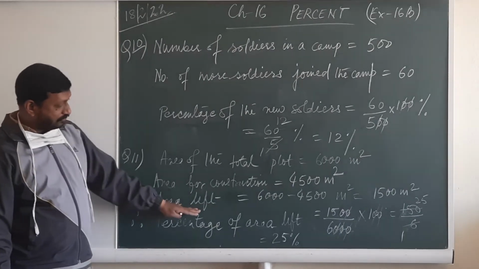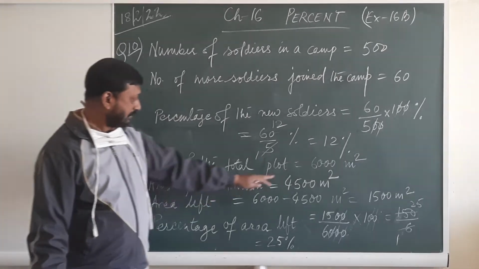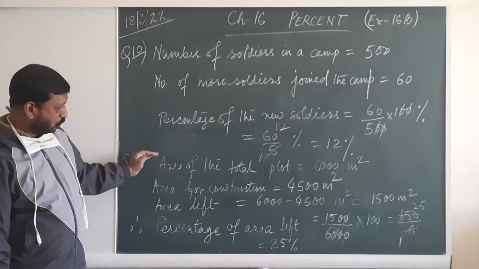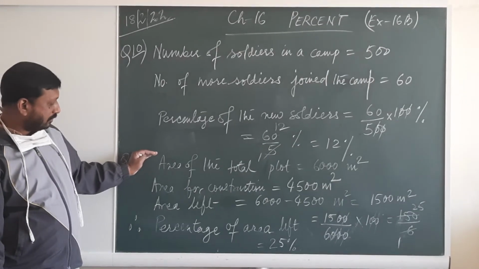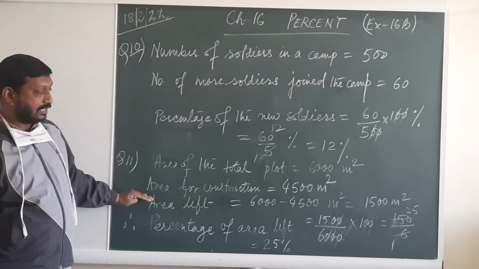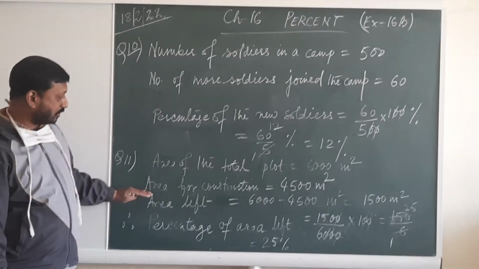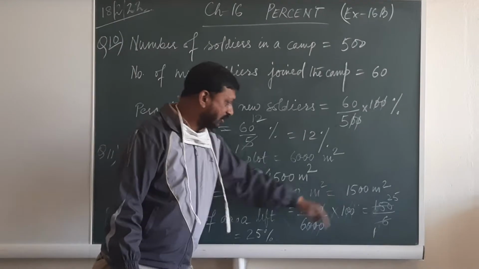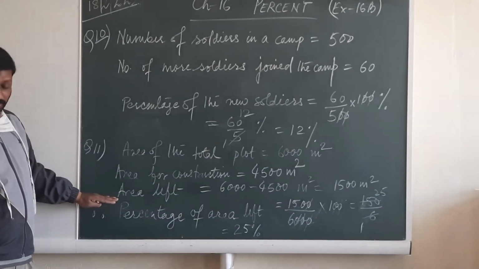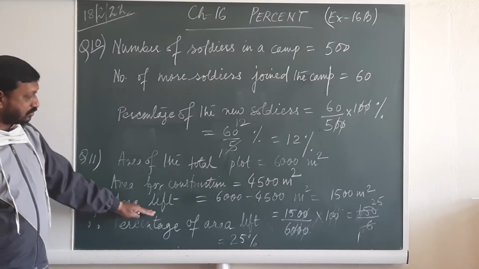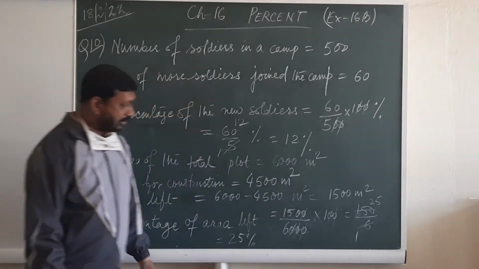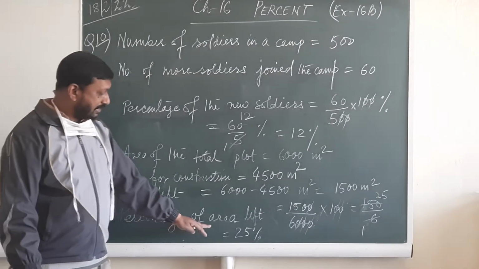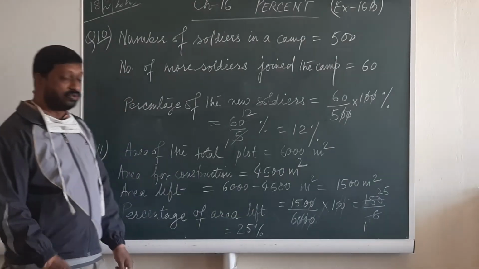So area left without construction will be what? This 6000 minus 4500, that means total area of the plot minus the area of the plot on which construction is done. So if you subtract this, you will get the area of plot on which no construction is done. So area left without construction is 1500 meters square.